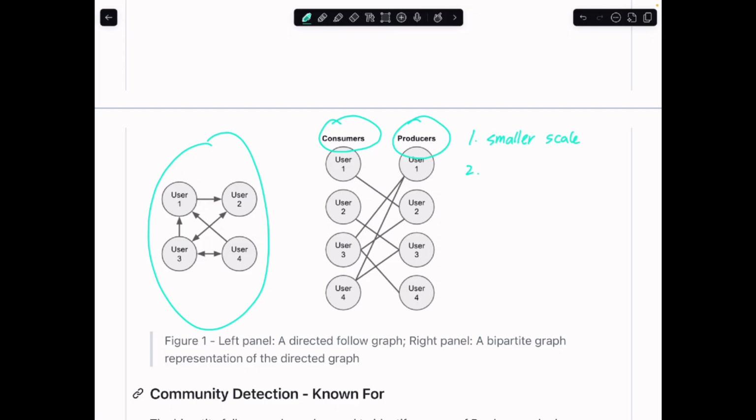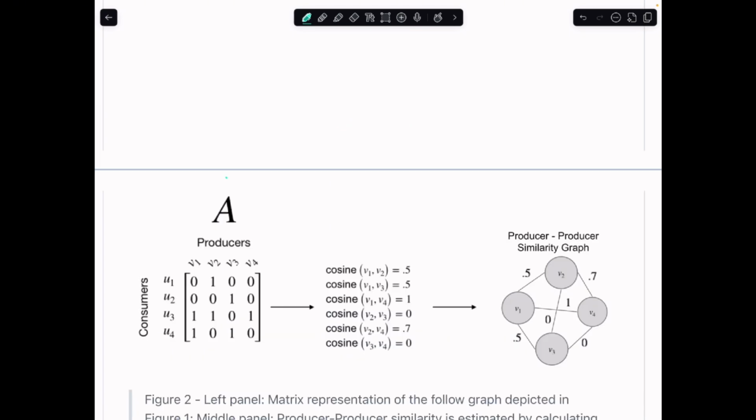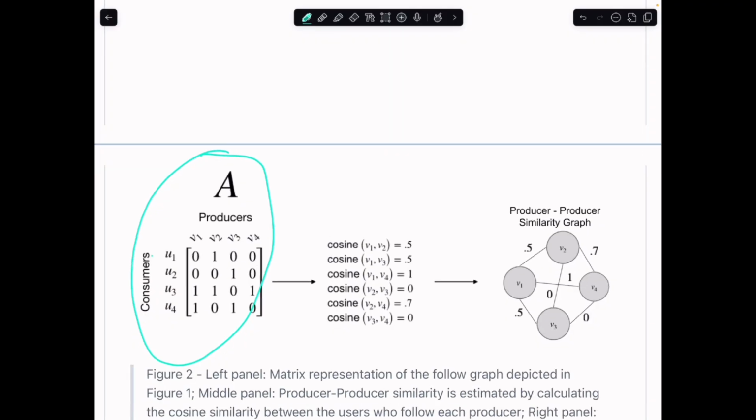The second benefit is expressiveness. By viewing this as a bipartite graph, you can differentiate the communities that a user has influence in and the communities the user is interested in. This starts from this adjacency matrix, as you can see here, where the rows are the consumers and the columns are the producers. If they have previous engagement or there's a follow relation, it is annotated by the binary code here.